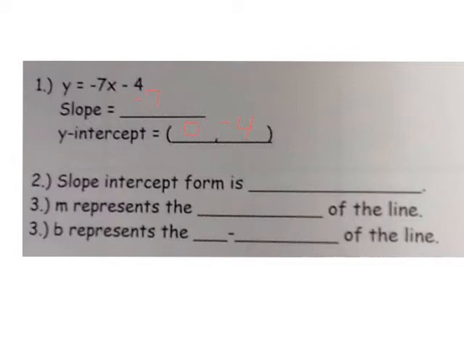Question 2 says slope-intercept form is. And here I just want you to write down the generic form y equals mx plus b. Y equals mx plus b, and hopefully that is something that sounds really familiar from Algebra 1 for you. M is the letter that represents the slope of the line, and b is the letter that represents the y-intercept of the line.